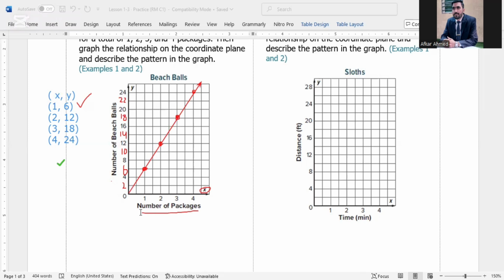So if you see here, the number of packages increased by 1, how many beach balls are increased? 6. Every time 6 balls are increasing. So you can write in your own wording, in your own statement, but the meaning should be the same.